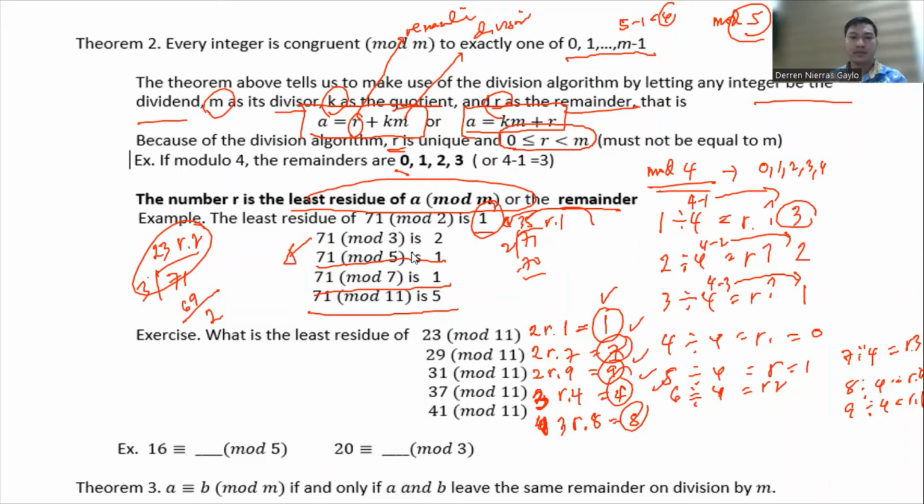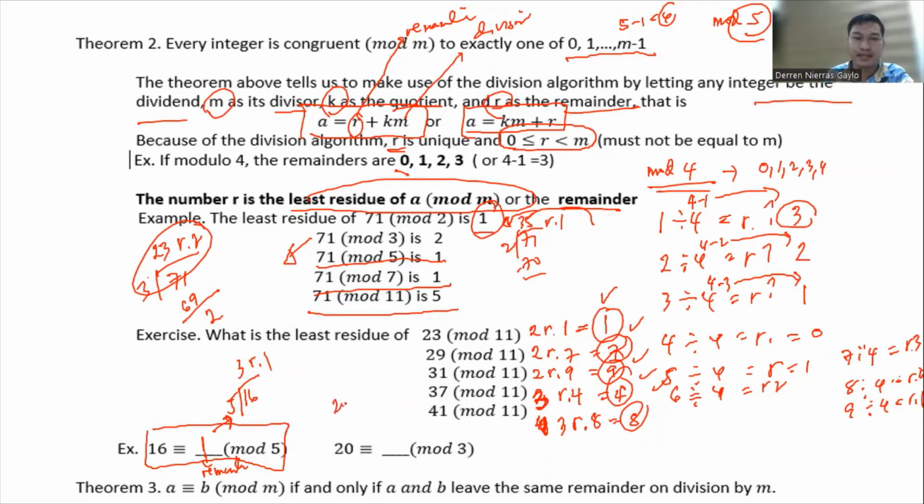So how about this one? 16 is congruent to blank modulo 5. How will you answer this? It's like telling us what is 16 divided by 5. So we're just looking for the remainder. So this is 3, remainder 1. So the answer here is 1. So 16 is congruent to 1 modulo 5.